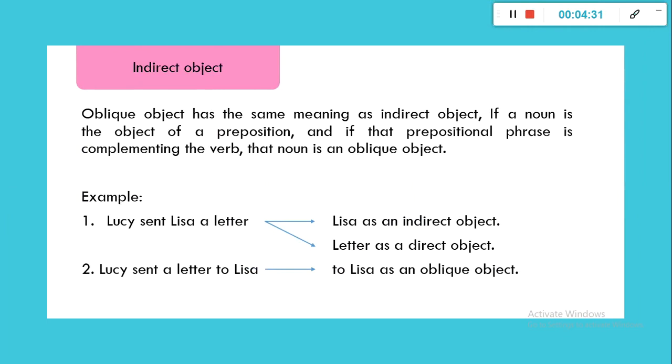Indirect object. Oblique object has the same meaning as indirect object. If a noun is the object of a preposition, and if that prepositional phrase is complementing the verb, the noun is an oblique object.